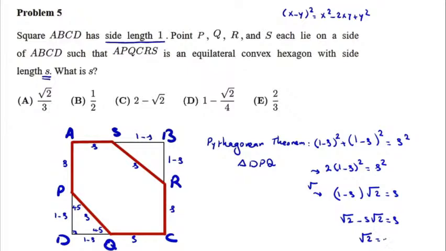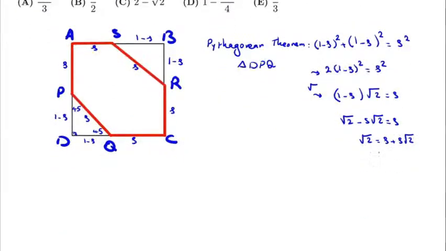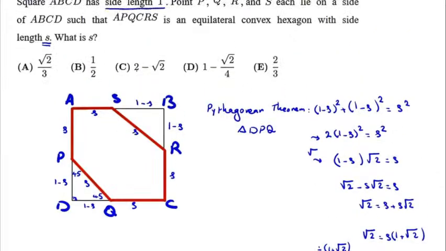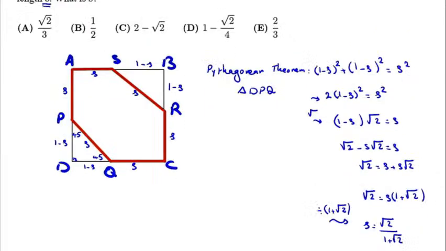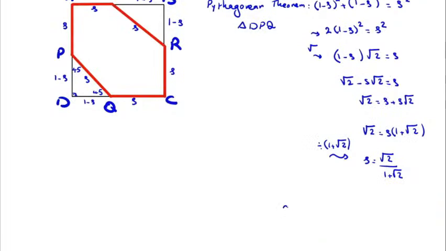So root 2 equals s plus s root 2. And then if you factor out s, root 2 will be s times 1 plus root 2. And if you divide both sides by 1 plus root 2, s will be equal to root 2 over 1 plus root 2. Now, if you see, all fractions are numbers, not squares. So we should rationalize.